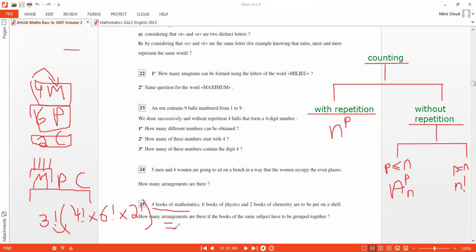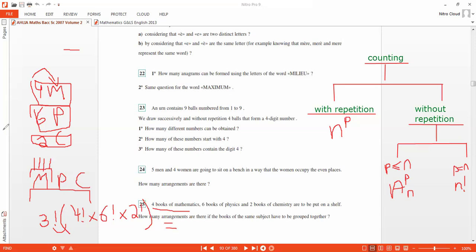So this is an important question because you have 2 factorials, or 2 counting, inside one question. So you have to pay attention to this very well. The order is important, because if I put math, chemistry, physics, or math, physics, chemistry, and also the order of the books themselves regarding their subject is very important to put them beside each other.